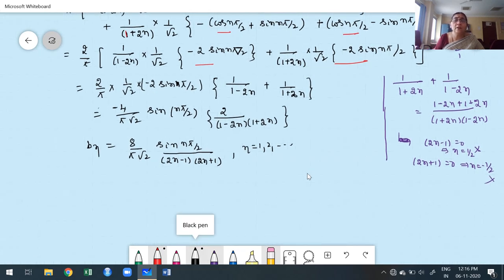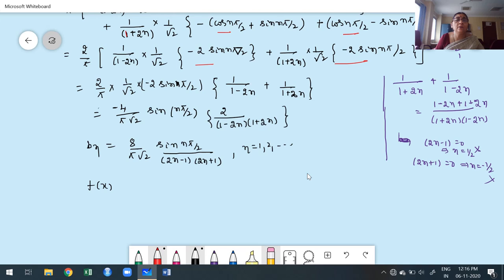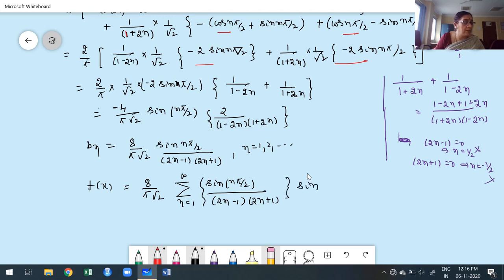Now we are going to construct the Fourier series. What is my Fourier series? f of x is equal to 8 by pi, root 2 is a constant, keep outside, n ranging from 1 to infinity, sine of n pi by 2 divided by 2n minus 1 into 2n plus 1, into sine of 2nx. Now observe carefully, we already know that sine of n pi by 2 has two cases.